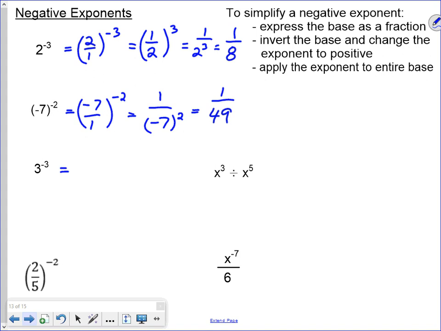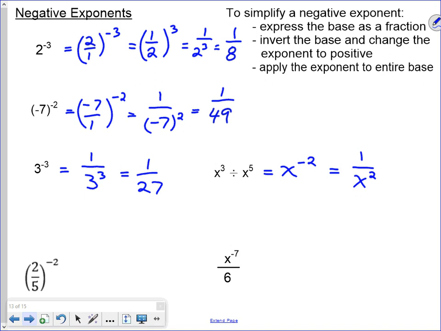Okay. So we can get pretty quick at this. 3 to the exponent of negative 3 is going to be, well, flip it over, so it's going to be 1 over 3. Apply the exponent, 1 over 27. Okay. We can do this in conjunction with our other exponent rules. x to the 3 divided by x to the 5, we know we're going to subtract the exponents, x to the negative 2, and now we know what to do with that negative exponent. It's going to be 1 over x to a positive exponent of 2.